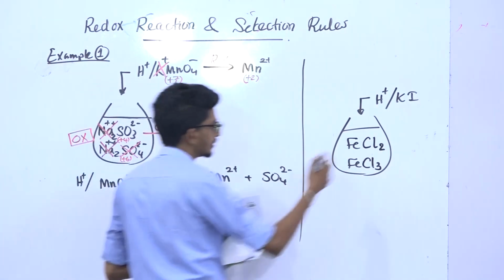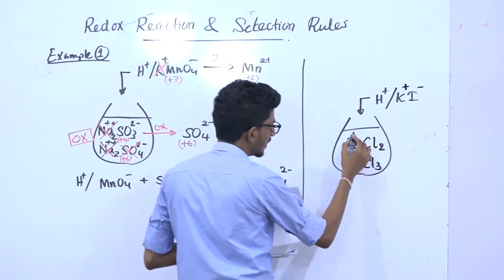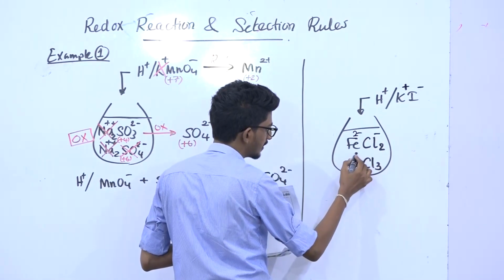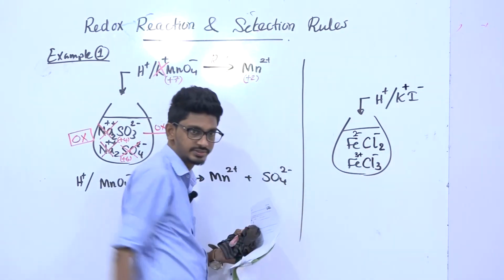So for that, first you need to count the ions: K plus and I minus, Fe2 plus and Cl minus, Fe3 plus and Cl minus, right? The ions can be separated.